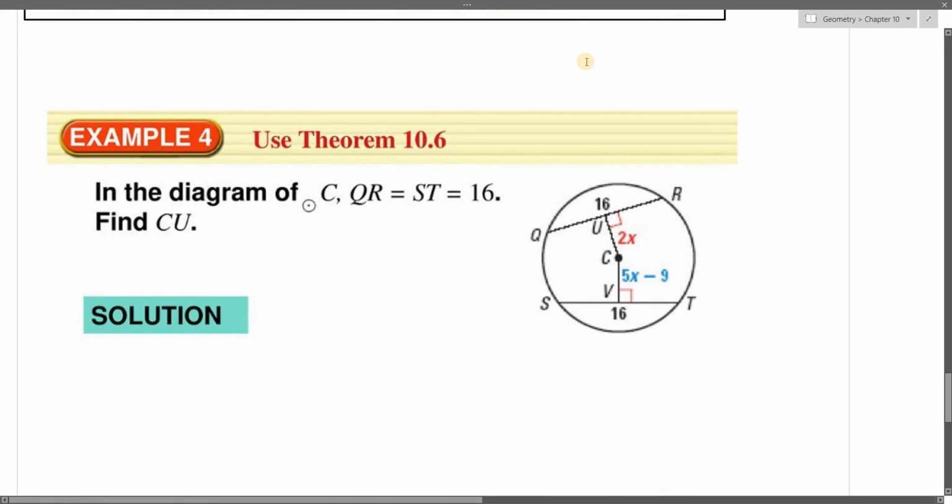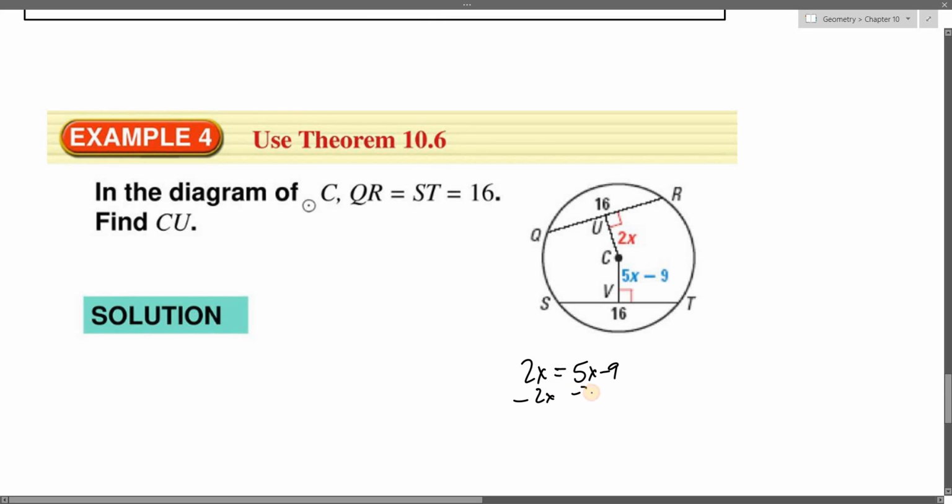Here's example 4 and the last example for this. In the diagram, QR is equal to ST. So they said that this particular line, QR, is equal to this ST down here. Well, they're both 16. Then I guess we can do the converse. If the two chords are equal, then the two radii or lines that are coming from this must be equal. So I can say 2x equals 5x minus 9 because they're equidistant. I can set them equal to each other.